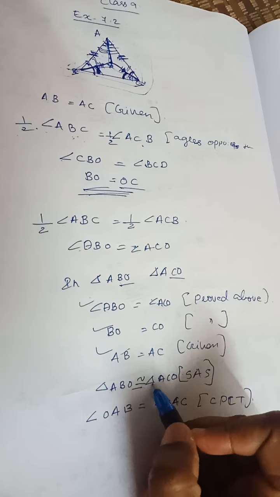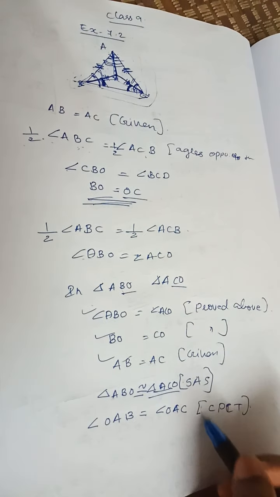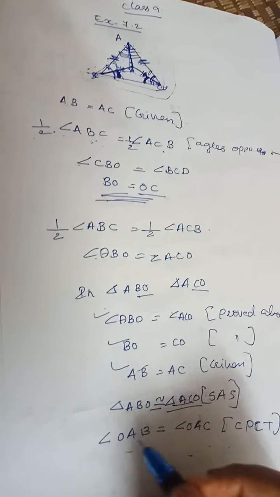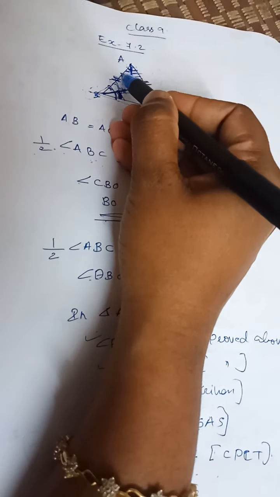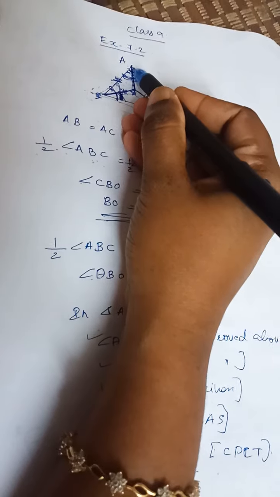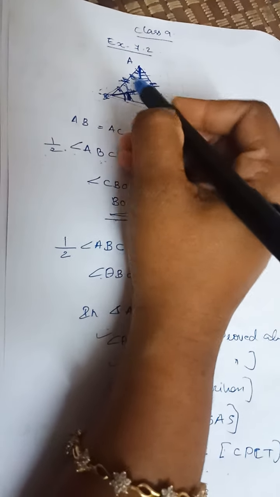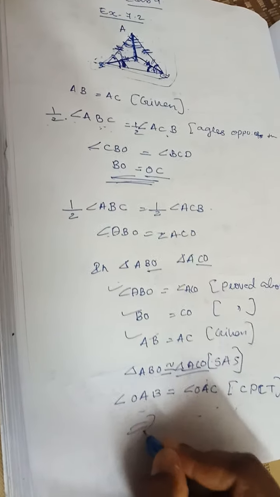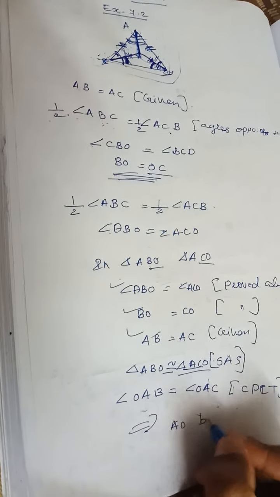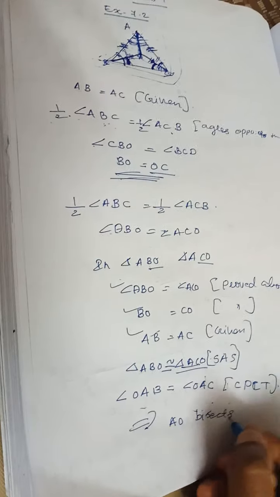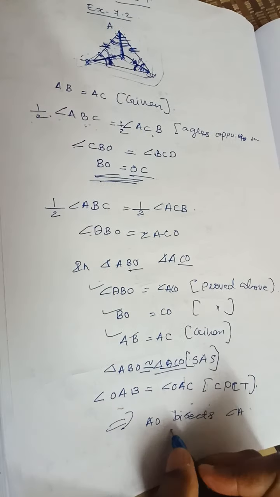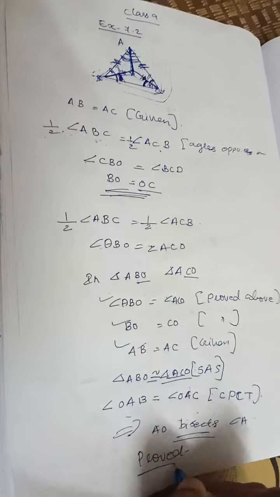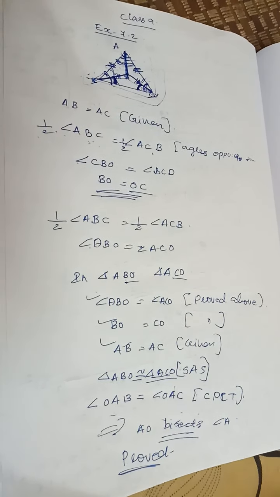These two triangles are congruent, so we can equate their corresponding parts, corresponding angles I equate here. If these two angles, this one and this one, are equal, that means this line AO is bisecting the angle A. So we can write here, which implies AO bisects angle A. The second part we had to prove is this one. After this proof you should write proved. So last statement proved.